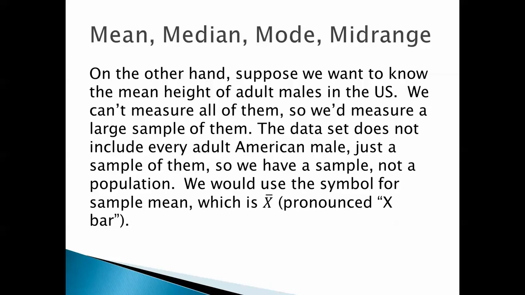On the other hand, suppose, for example, we wanted to know the mean height of adult males in the U.S. We can't measure all of them, so we'd measure a large sample of them. The data set does not include every adult American male, just a sample of them, so we have a sample, not a population. And we would use the symbol for the sample mean, which is x bar. So if we wanted to know the average height of the American male, we would probably never know mu, the population mean. We just can't measure 150 million guys. But we would know x bar. We'd know the mean of a sample.